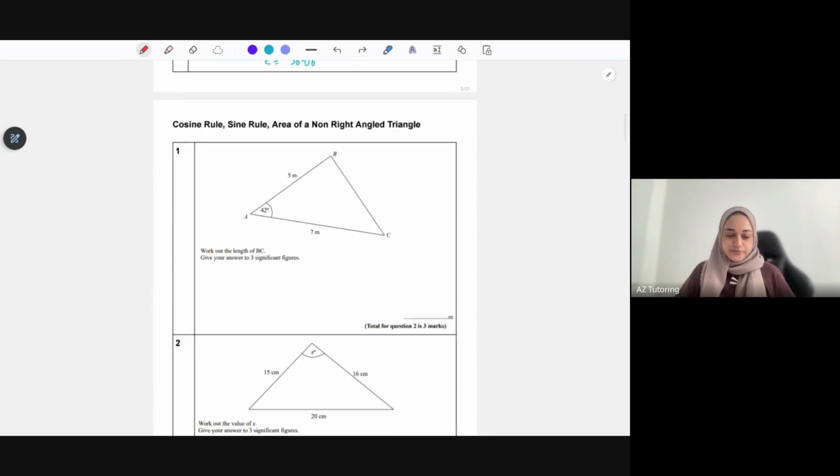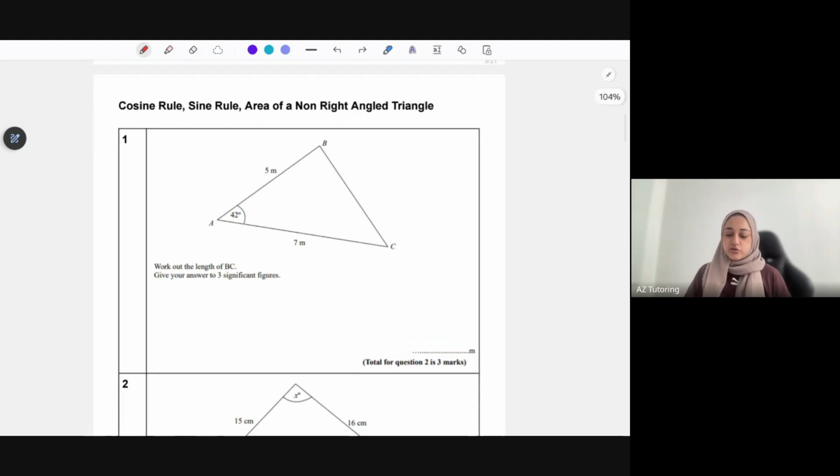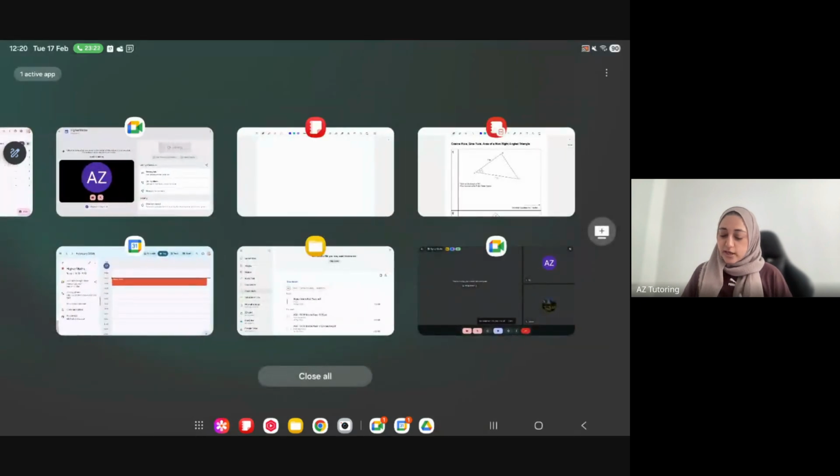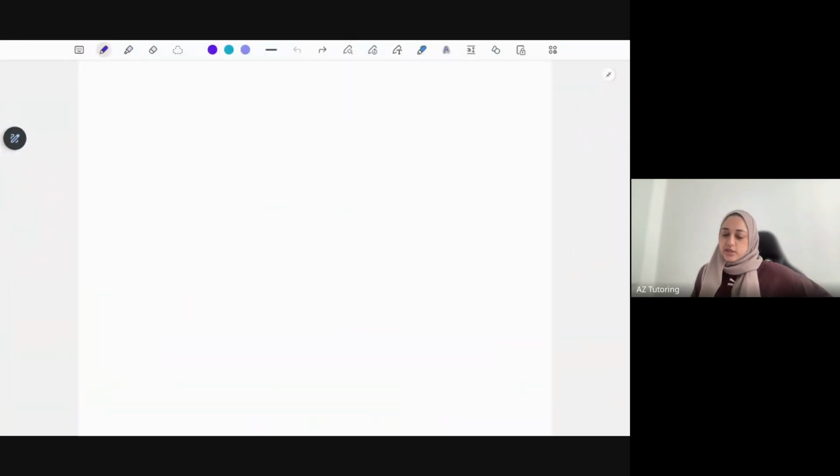Okay, let's move on. So moving on to cosine rule, sine rule, and area of a non-right angle triangle. I just want to explain how you label a triangle before you actually do this. When you've got a non-right angle triangle, let me just draw a non-right angle triangle.